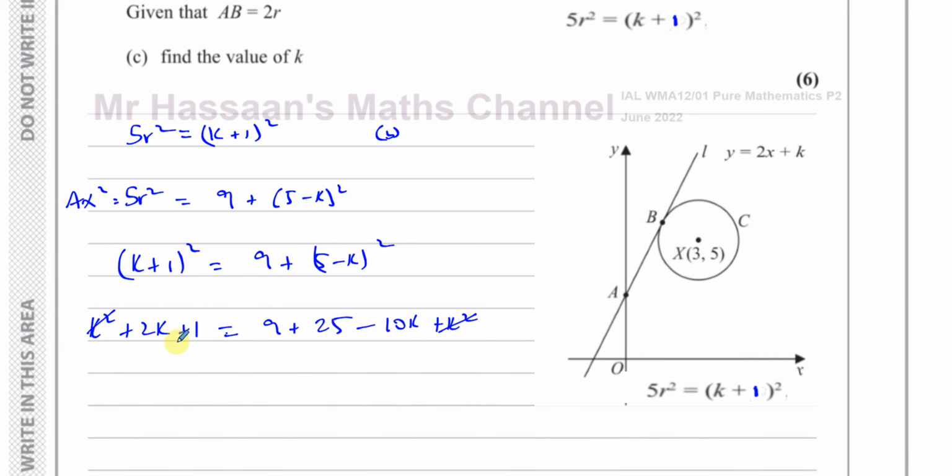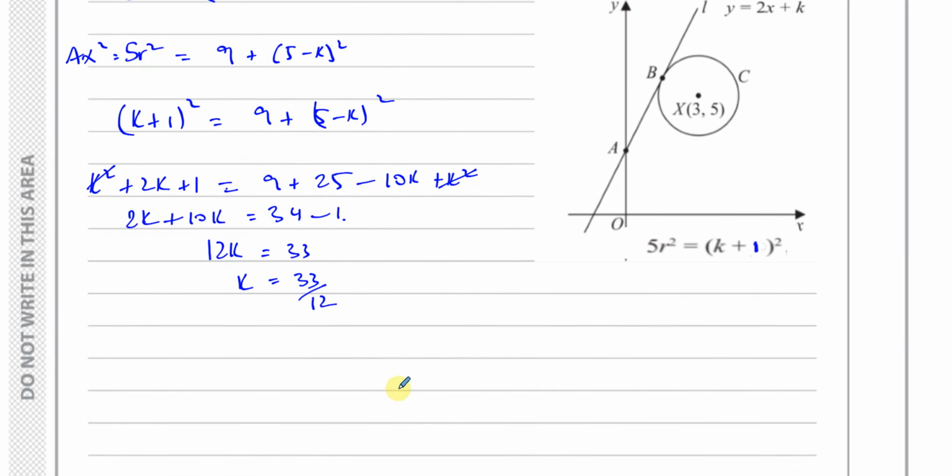So I'm left with 2k minus 10k. I'm going to add the 10k to both sides. So that's going to give me 2k plus 10k. And on this side, I'm going to have 34 and minus 1. So I'll have 12k equals 33. So k, therefore, is 33 over 12. And I can divide both of them by 3. So k is 11 over 4. So that is the answer. That is the value of k.